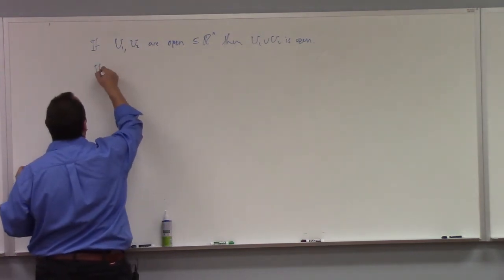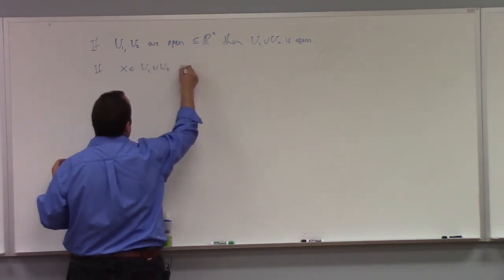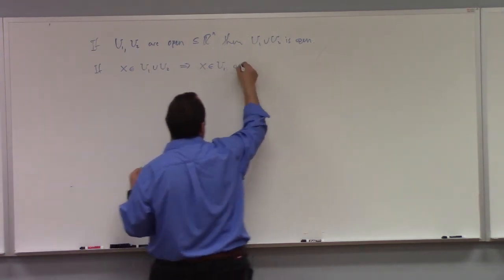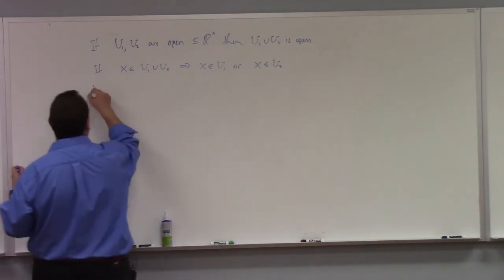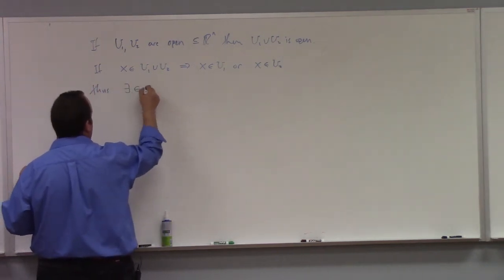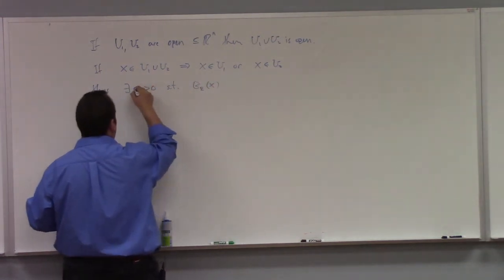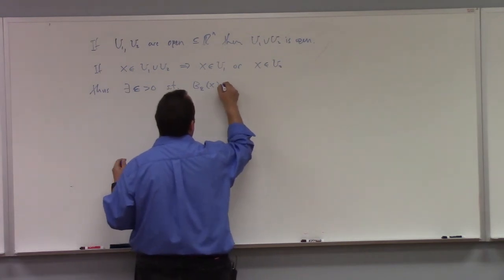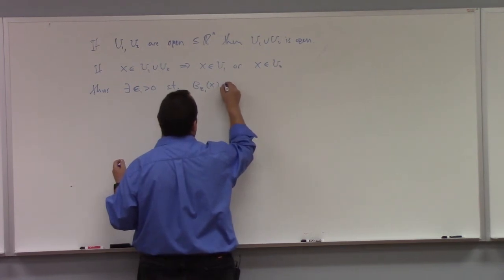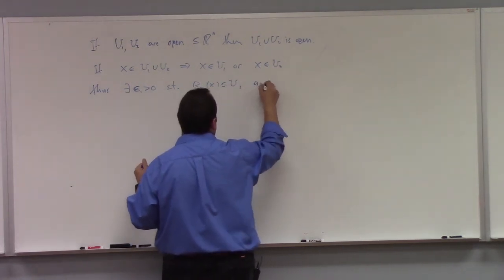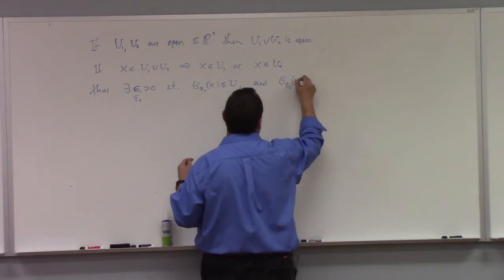Notice if X is an element of U1 union U2, what's that mean? X is an element of U1, or X is an element of U2, right? Thus, there exists epsilon greater than 0 such that B epsilon 1 of X is a subset of U1, and B epsilon 2 of X is a subset of U2, right?